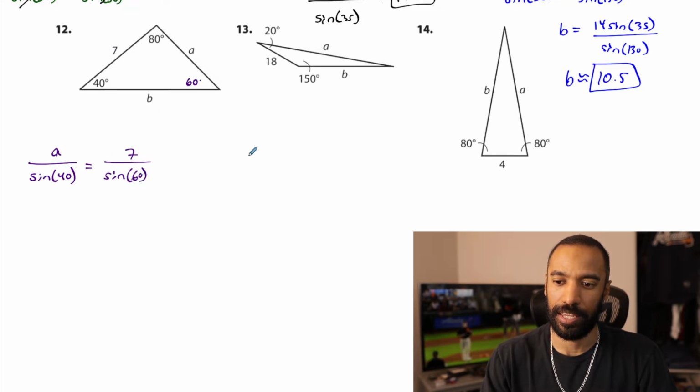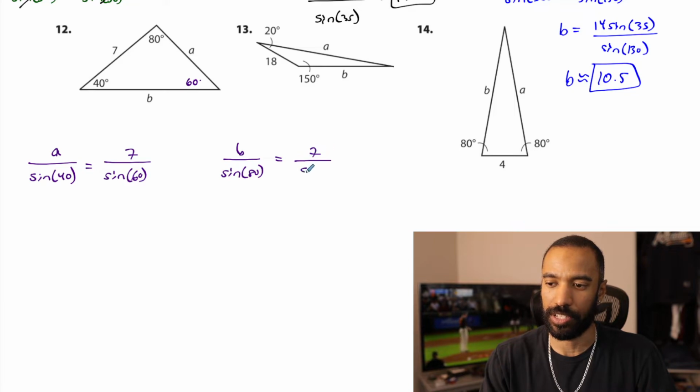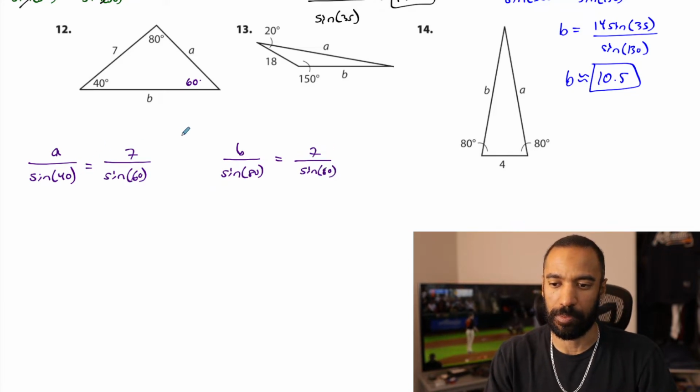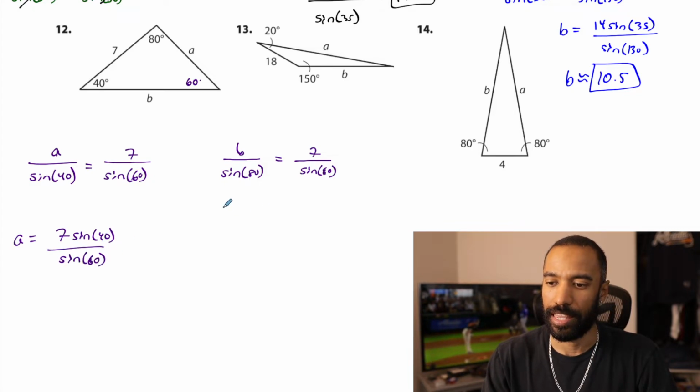And for B, it's kind of same-ish. B over sine of 80 equals 7 over sine of 60. So there's our two setups, and as we multiply both sides by sine of 40 and sine of 80, we'll get A is 7 times sine of 40 over sine of 60. We'll approximate that in a second. And then B is 7 times sine of 80 over sine of 60.